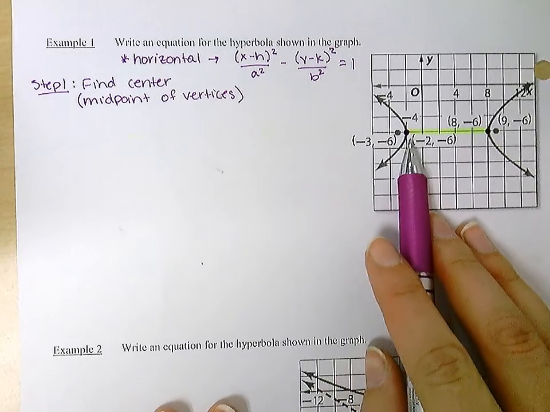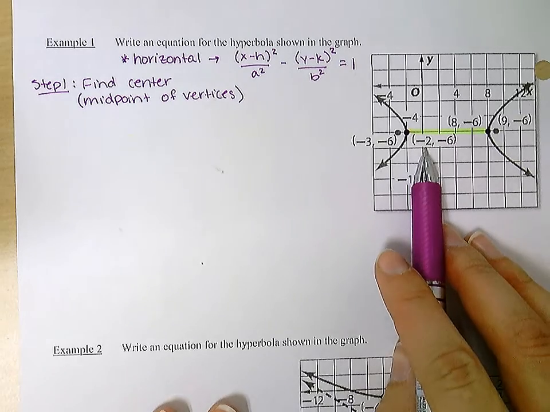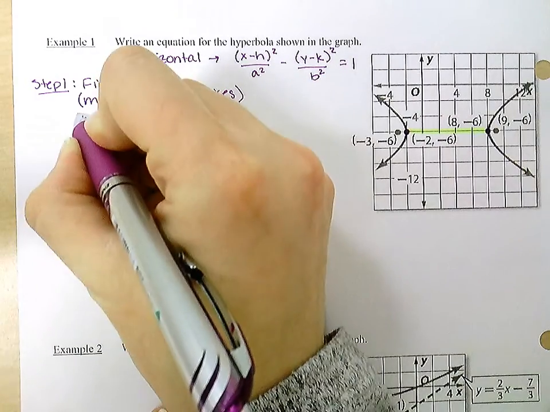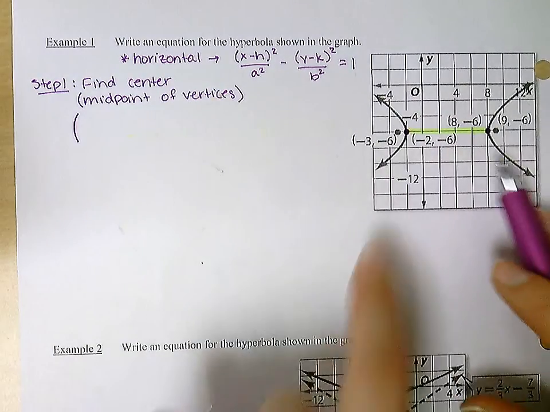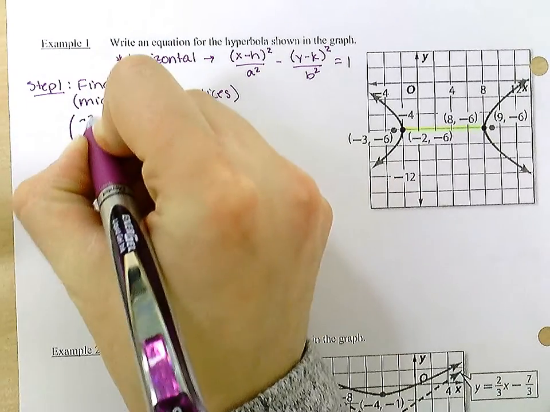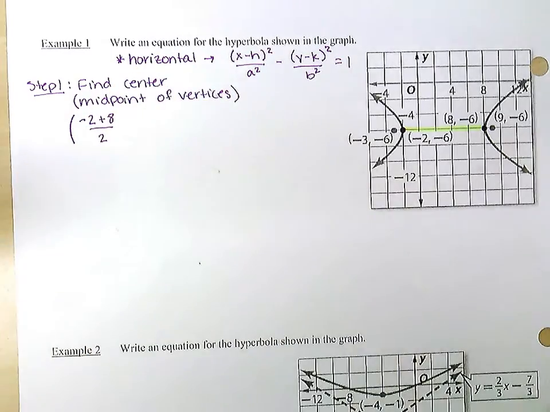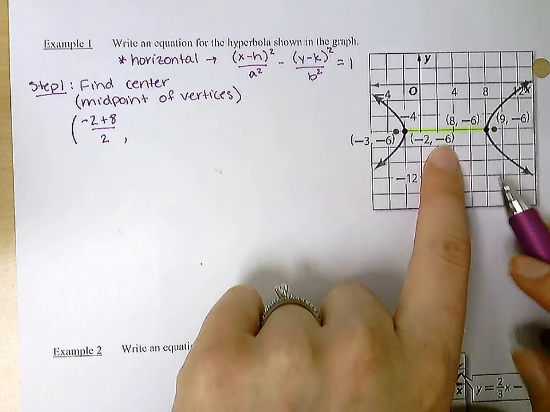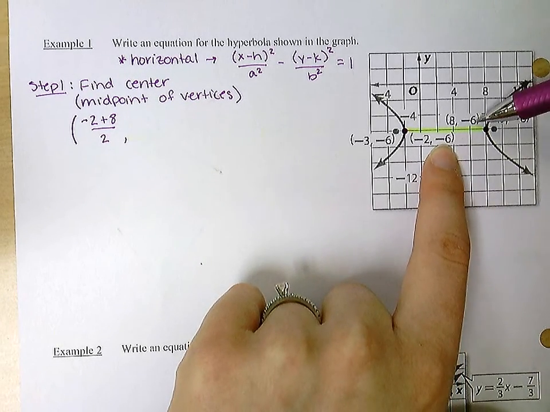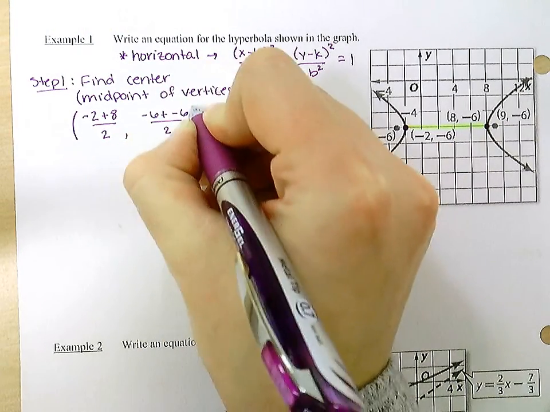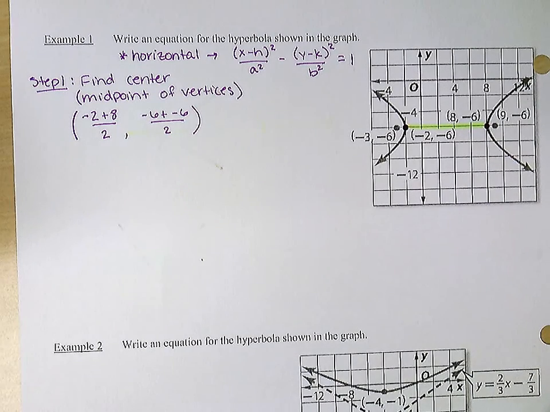Okay, I have one vertex right here at -2, -6, and one right here at 8, -6. So I need to average my x's, that's 8 and -2. We'll add those together, -2 plus 8, and divide that by 2. Same thing with our y values. We have -6 and -6, so add those together and divide by 2. We're just finding the midpoint of the vertices. That'll give us our center.